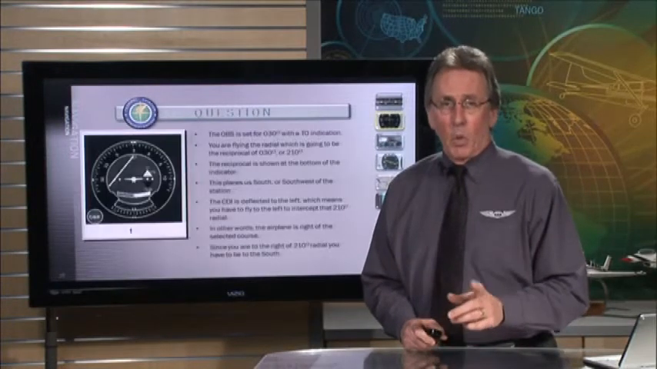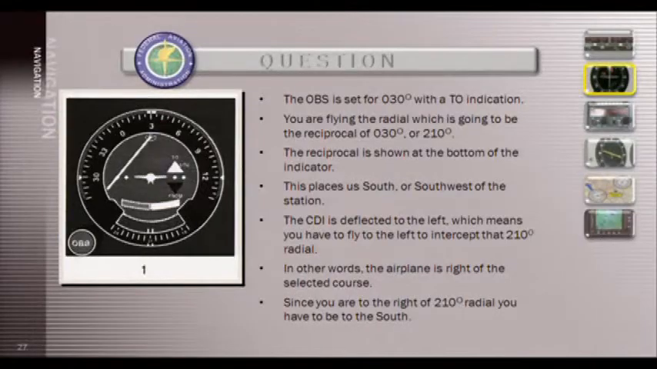Now, look at the number 1 VOR indicator. The OBS is set for 030 degrees. The to from indicator says you're heading to the VOR station. Remember, you're flying the radial, which is going to be the reciprocal of 030, or 210. It is the opposite of what is dialed in at the top of the OBS here. The reciprocal is shown at the bottom of the indicator. In this instance, it puts us south or southwest of the station.